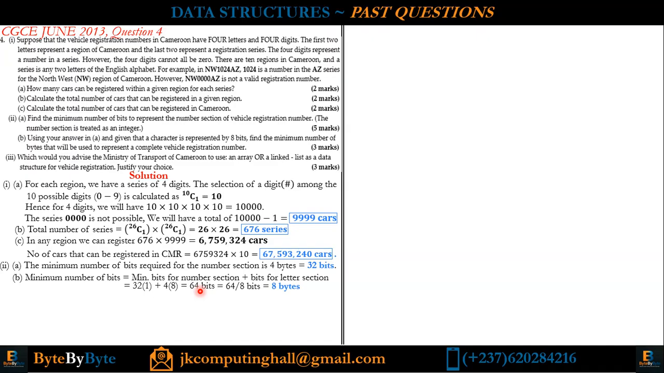Sub 3. Which will you advise the Ministry of Transport of Cameroon to use, an array or a linked list, as a data structure for vehicle registration? Justify your choice. In this case, dear student, which one will you propose?